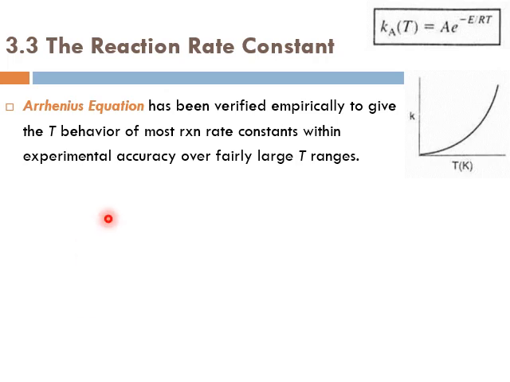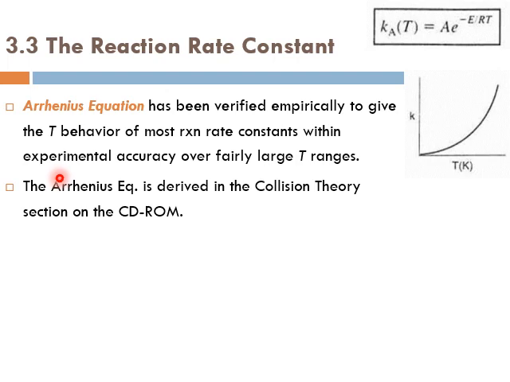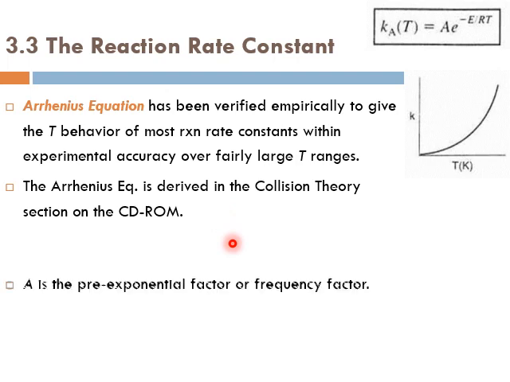The Arrhenius equation has been verified empirically to give the temperature behavior of most reaction rate constants with an experimental accuracy over a fairly large temperature range. So it's really a good equation. The Arrhenius equation is derived in the collision theory section on the CD-ROM. A is the pre-exponential factor or frequency factor. So this is the A here. Or you guys know it as the Arrhenius constant.